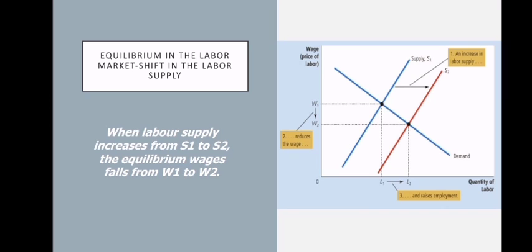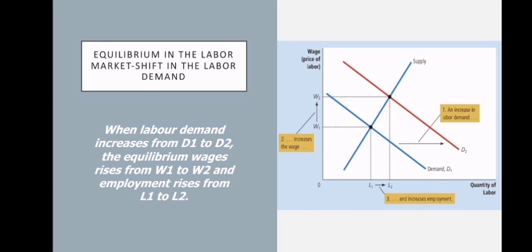Shift in labor supply. In this figure, when labor supply increases from S1 to S2, perhaps because of an immigration wave of new workers, the equilibrium wage falls from W1 to W2. At this lower wage, firms hire more labor, so employment rises from L1 to L2. The change in the wage reflects a change in the value of marginal product of labor. With more workers, the added output from an extra worker is smaller.